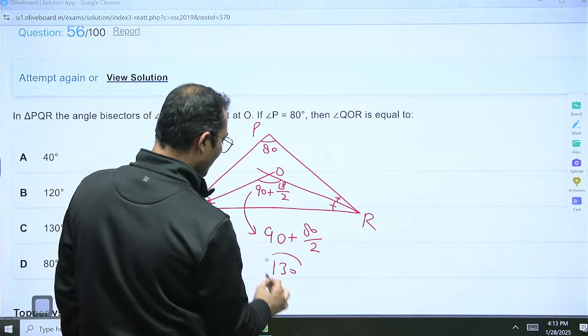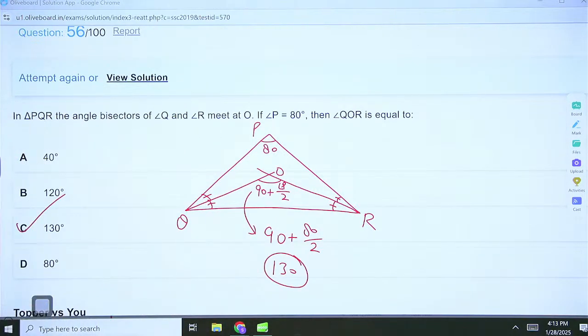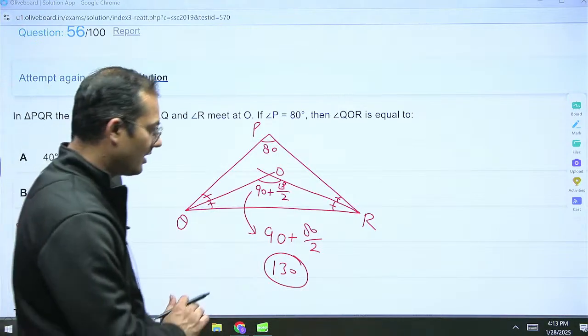So 130 degree is the right answer. 130 is the right answer. C part is the right answer.